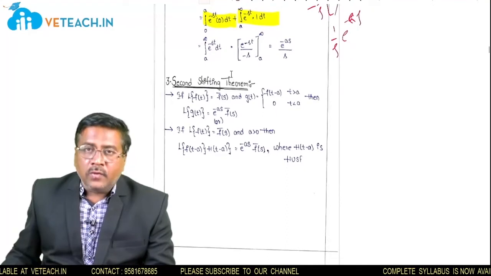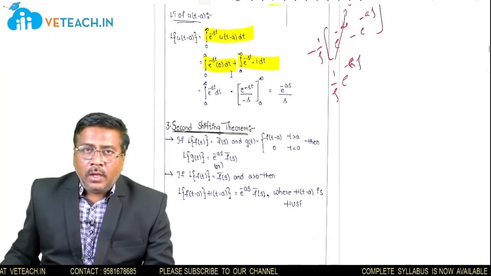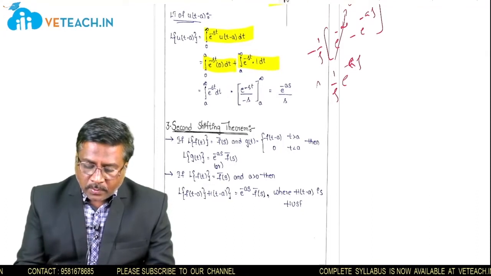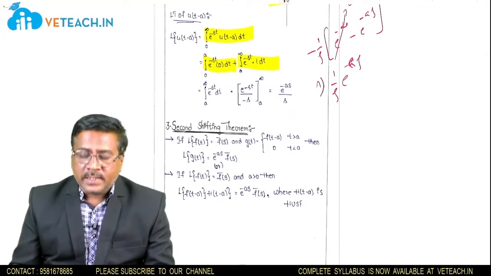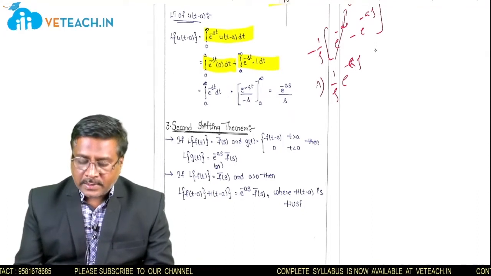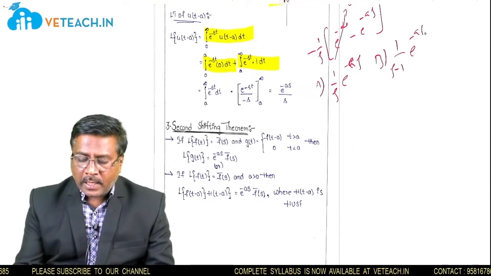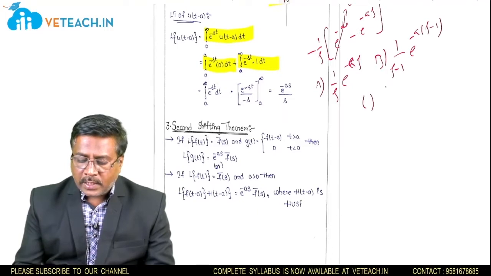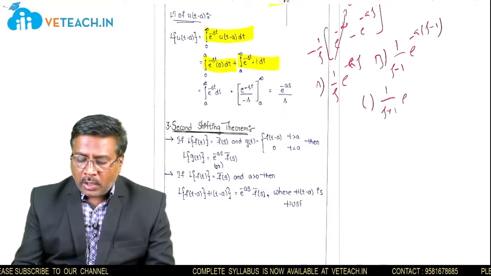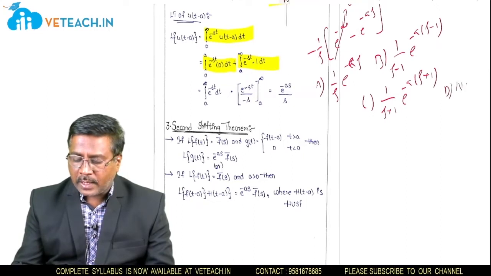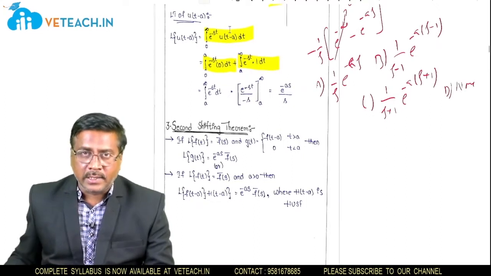For the university examinations, and also from the GATE point of view this content is very important, because the options are given like that. Option a is 1 by s into e power minus as, option b is 1 by s minus 1 into e power minus a into s minus 1, option c is 1 by s plus 1 into e power minus of a into s plus 1, and option d is none of those. Like that the problems are asked in the GATE examination.